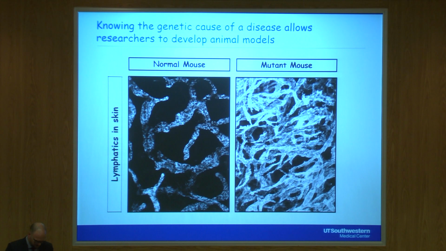So this is just an example of some work that we've done in the lab, where what we're looking at are lymphatics in the skin of mice, and you can see a normal mouse, this network of lymphatic vessels, and a mouse that has a genetic mutation in lymphatics. These mice develop this very irregular network of lymphatics that don't function properly. So we're using these mice to develop a better understanding of how the disease progresses, and we're also testing therapies.